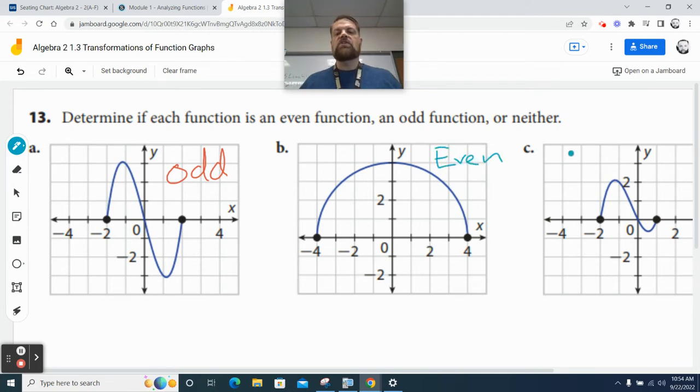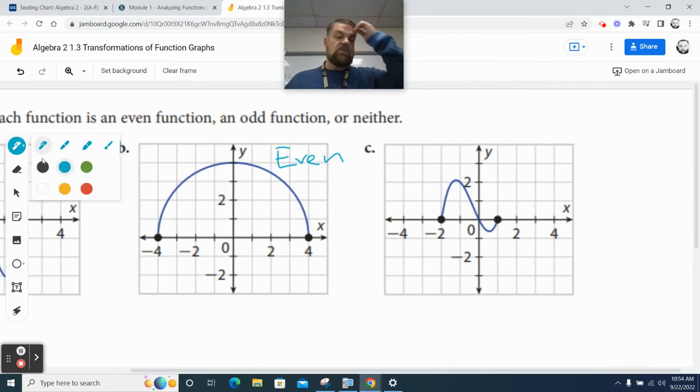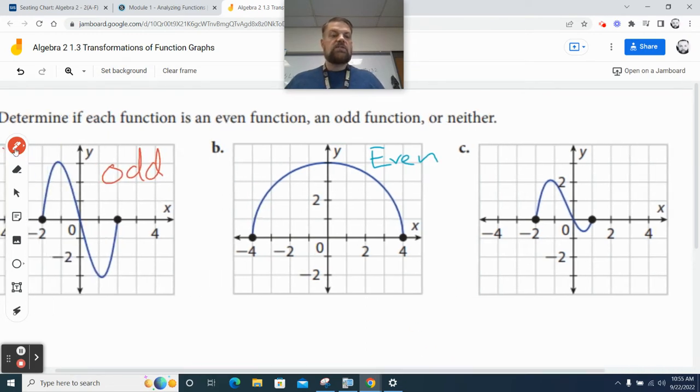Well, this is your homework. You don't have to write it down. And this last one is neither. Wait, did I already do red? Yeah, so we'll do green. Wait, give me a second. I gotta write this down. It looks pretty odd. I misspelled the word neither.